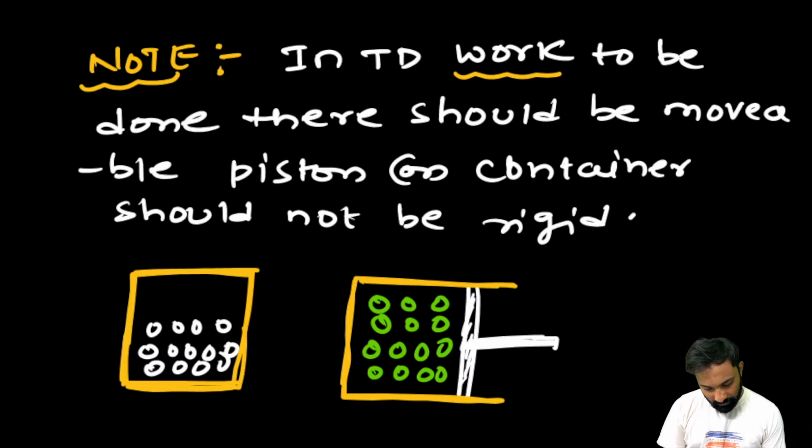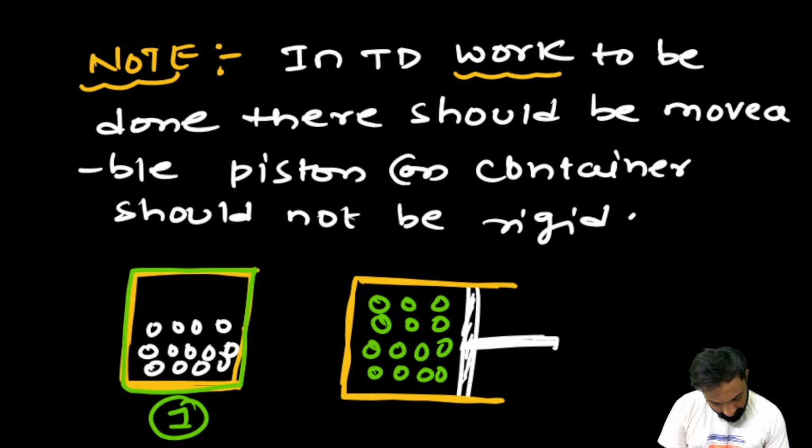Now here, in the first case, the container is rigid. Now here the work cannot be done. What I said in thermodynamics: for work to be done, there should be a movable piston, or the container should not be rigid. Here you can see this container is rigid, means it cannot be moved. This container cannot move.